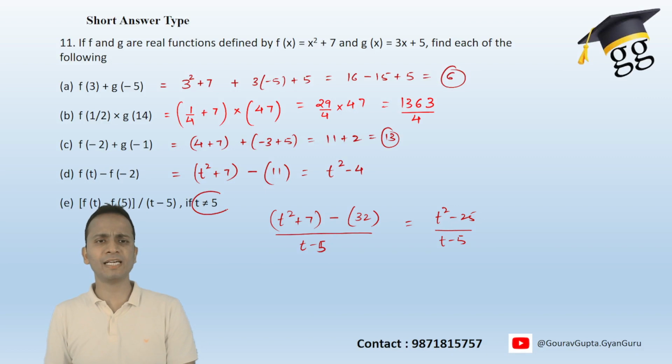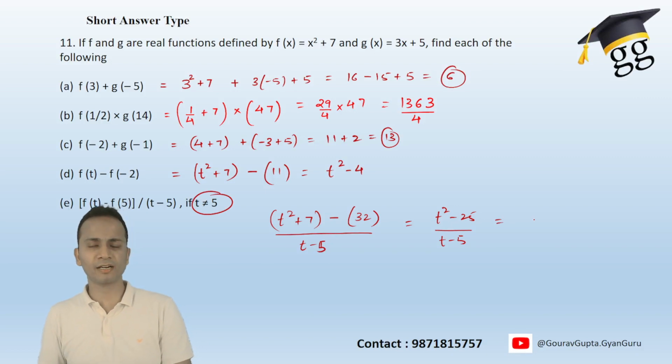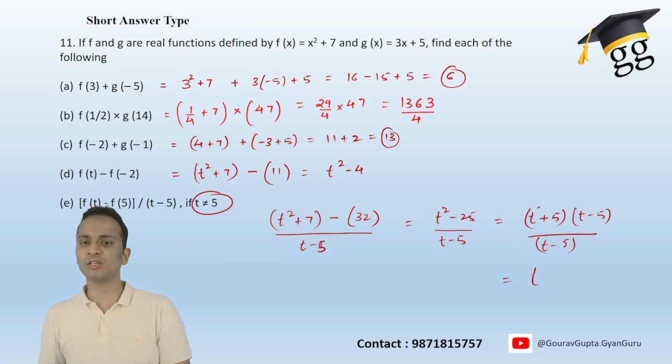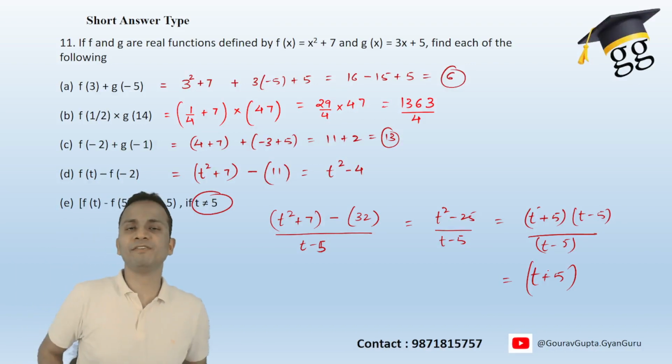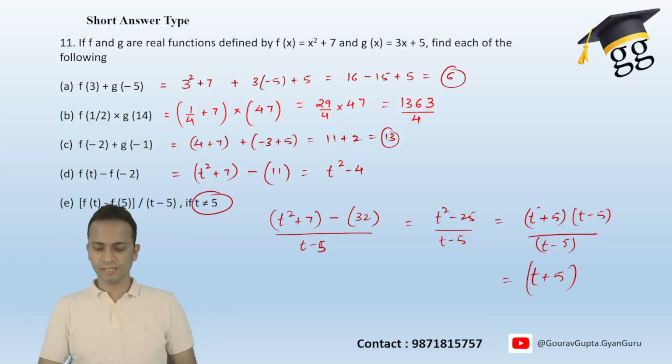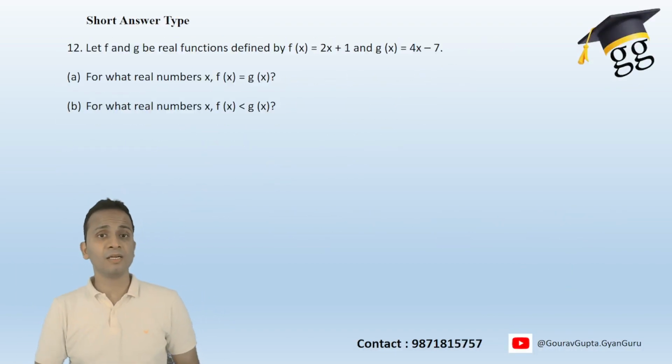It is clearly given that t is not equal to 5. So you can factorize and cancel out t minus 5. So in the numerator, t square minus 25 will become t plus 5 multiplied by t minus 5, whole divided by t minus 5. T minus 5 will get cancelled and the answer will be t plus 5. Okay, so t plus 5 is the final answer for part E. That was question number 11. Moving on, next question, question number 12.